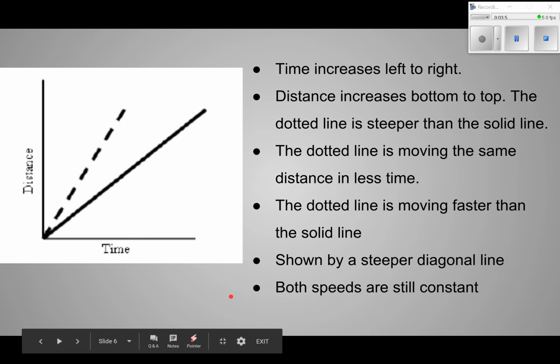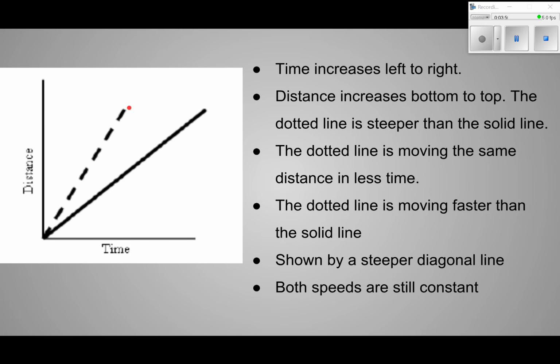Here's another diagonal line, but this one looks a little bit different. So draw the same graph again, put your original solid diagonal line, but now we have this extra dotted one. So time is still increasing as we go from left to right. And the distance is also increasing. Here's low distance, and as we go up, our distance gets higher. But notice that this dotted line is steeper than the solid line. So this one goes up faster than this one.